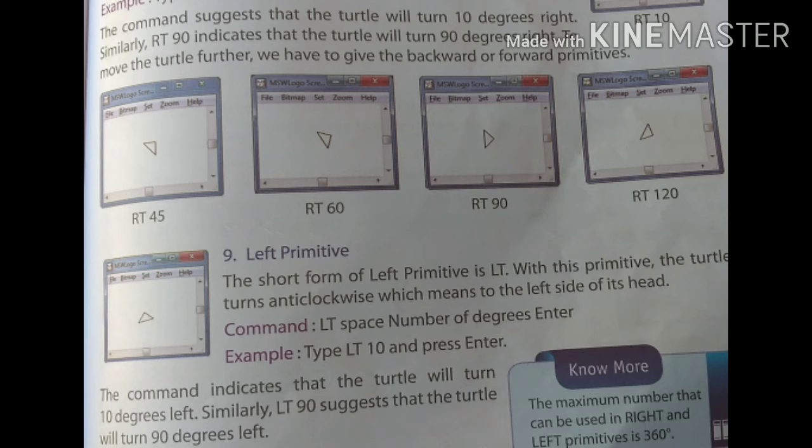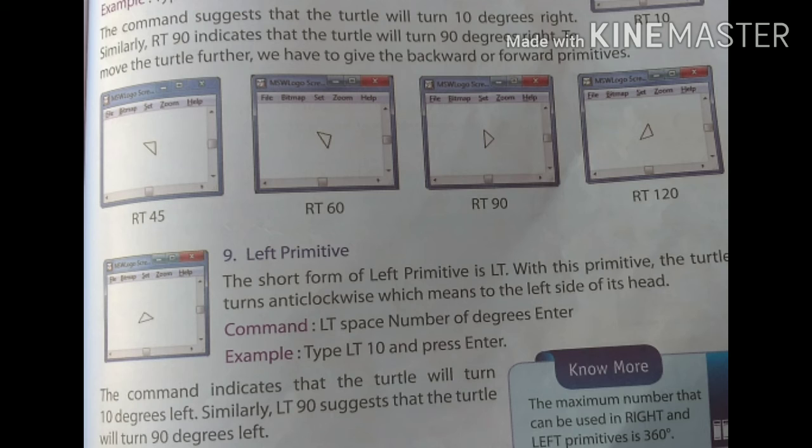Ninth one, left primitive. The short form of left primitive is LT. With this primitive, the turtle turns anti-clockwise, which means to the left side of its head. Command: LT space number of degrees, enter. Example, type LT 10 and press enter. The command indicates that the turtle will turn 10 degrees left. Similarly, LT 90 suggests that the turtle will turn 90 degrees left.